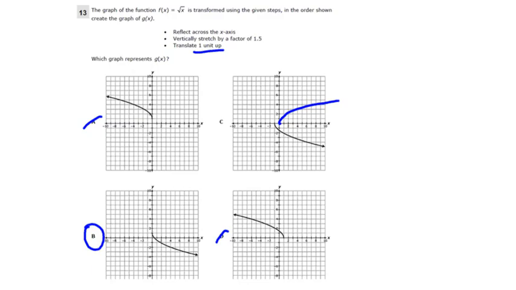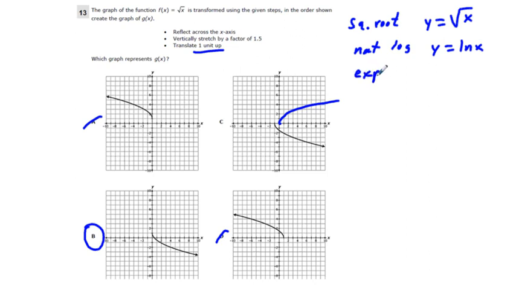Okay, and then one thing I didn't talk about is knowing the square root function. We have to know our functions here, right? Square root, and that's going to be y equals square root of x. These are basic parent functions. We have the natural log function. That's another one of our standard functions, y equals ln x. We'll have the exponential function, which should be y equals e to the x, and e to the x and ln x are inverse of each other.